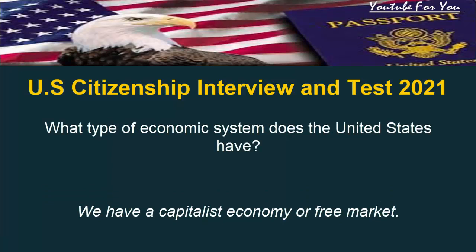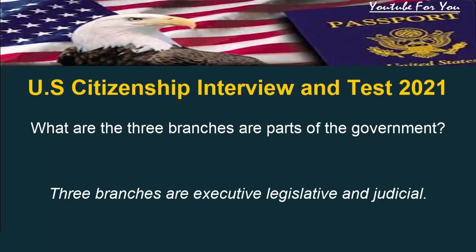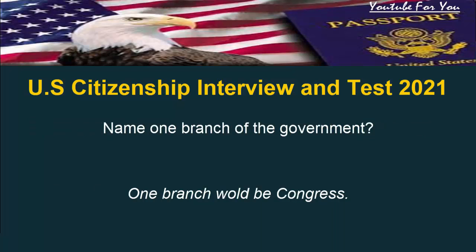What type of economic system does the United States have? We have a capitalist economy or a free market. What are the three branches or parts of the government? The three branches are executive, legislative, and judicial. Name one branch of the government. One branch would be Congress.